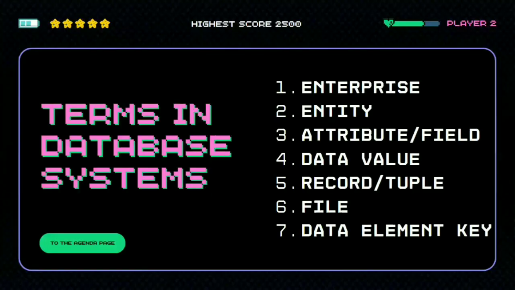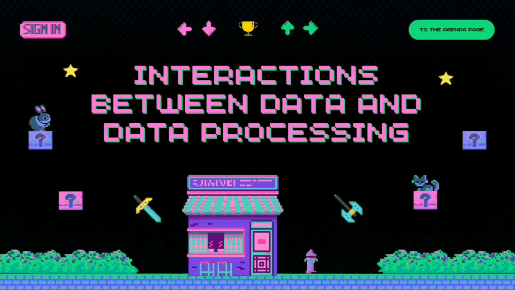And then here are the themes in a database system. It consists of enterprise, entity, attribute, data value, record, file, and the last one is data element key. Next material is about the interaction between data and data processing.